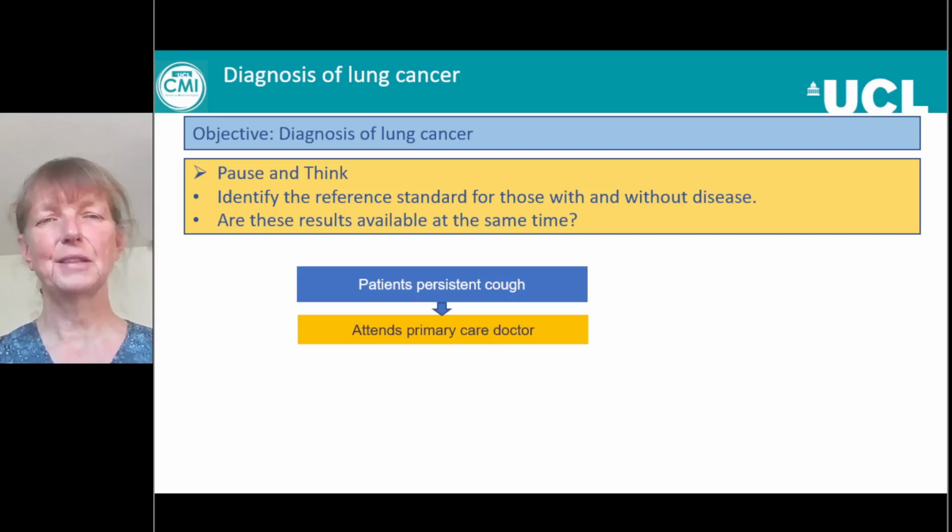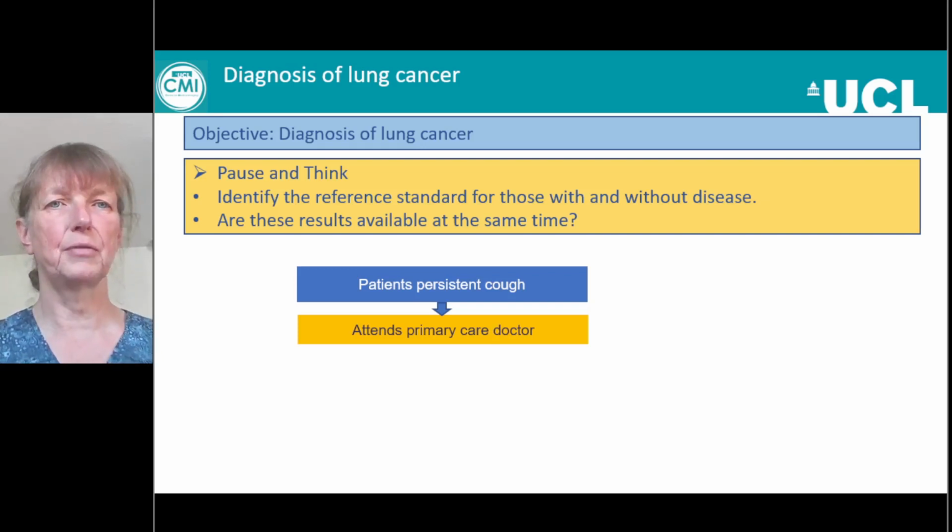This is really highlighting to you that sometimes the reference standard is different in people with and without the disease. There'll be a future video where we'll talk about why that's a problem and how it can lead to bias in a study. But here I just want you to notice that reference standards can be different in people with and without disease. And we call this verification bias when we actually do the analysis and look at these studies.